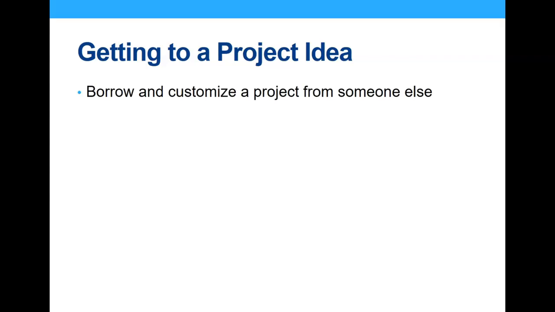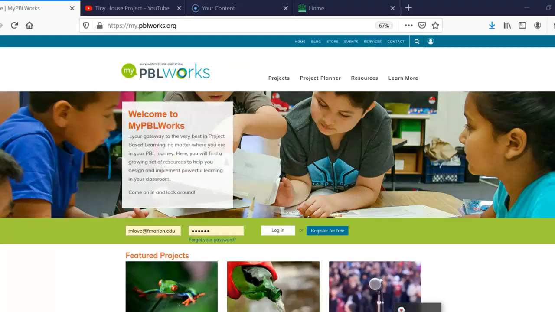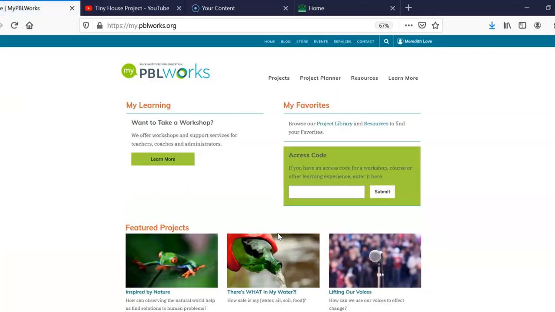So here are some things that you can do. You can borrow and customize a project from someone else. On the PBL Works webpage, there are several different ways to get to a project, and I want to show that to you here in a second. Okay, so this is the PBL Works webpage, and they do ask you to create an account and sign in, but that's not a very big deal. You just log in, and then all of the content here is free.